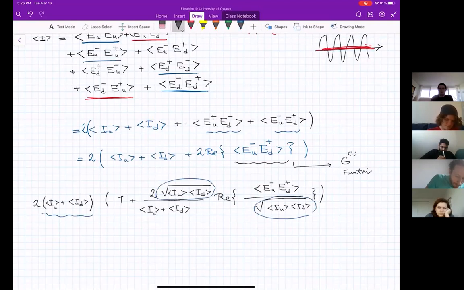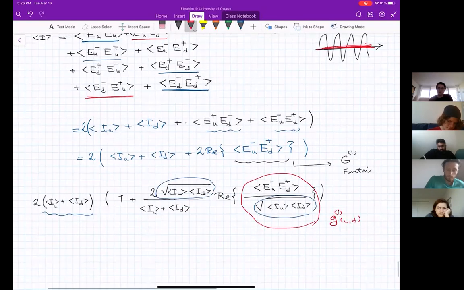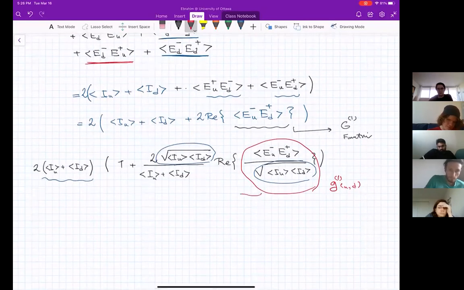People call this term entirely G1. Simply, you can call it U and D, but now we will define them. And this is the first order correlation function, or G1.